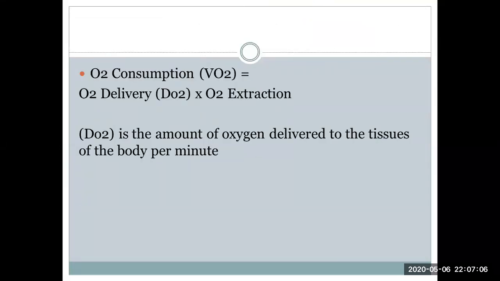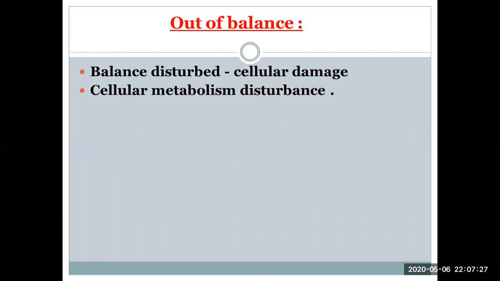The oxygen consumption formula is oxygen delivery multiplied by the oxygen extraction. It might be a bit complicated at your level as program residents, but we'll keep it that way and discuss it further. Oxygen delivery is basically the amount of oxygen delivered to the tissues of the body per minute, and it has an equation. So if the tissues for any reason get out of this balance, cellular damage occurs. Cellular metabolism is no longer able to generate enough energy to supply the cells, so the components of cellular homeostasis will be disturbed.